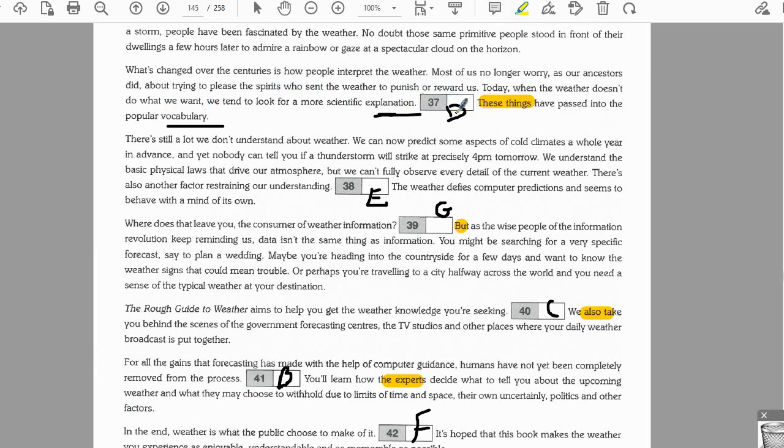Okay, so you have 3 or 4 connections. Then E, so I say we know a lot. Okay, our understanding. So it says, even though much is known, our understanding, it says the interplay between them can produce what scientists call non-linear behavior. Okay, so the weather defies computer predictions and seems to behave with a mind of its own.